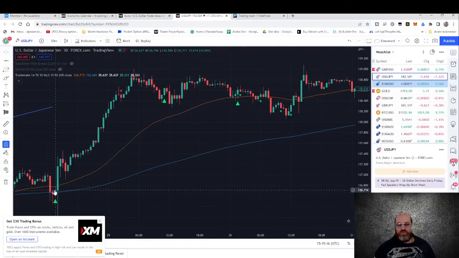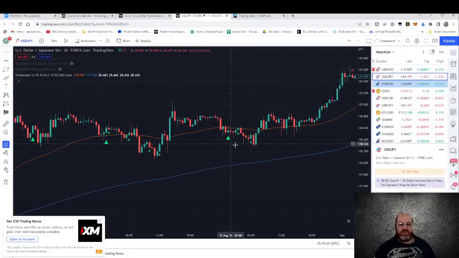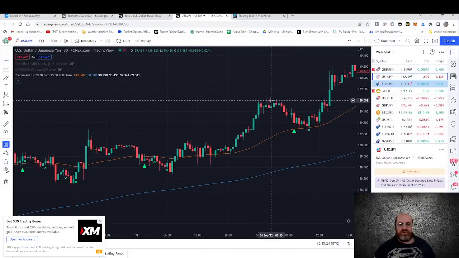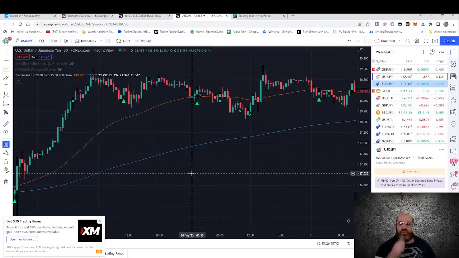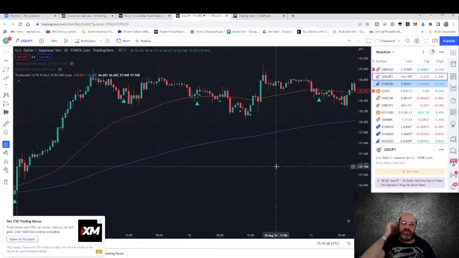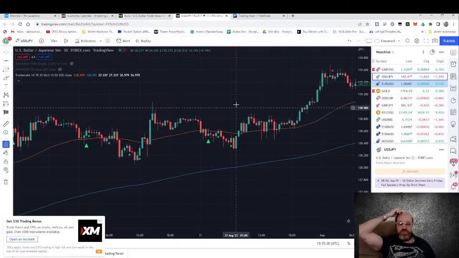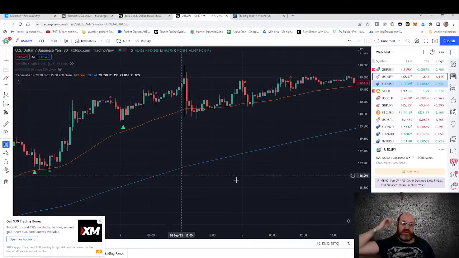It's amazing. You open here, close here, open here, and you close up here. So you see, you're making money all the time. So this indicator, I have found at least, to be one of my favorite indicators.